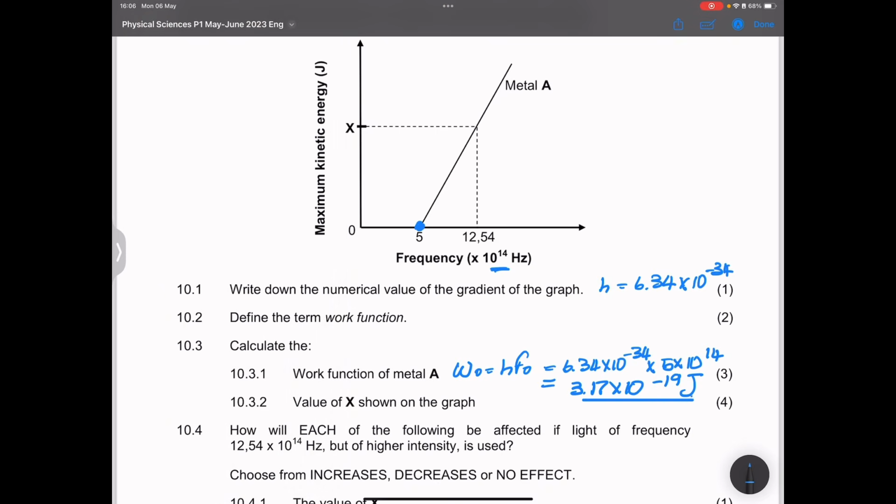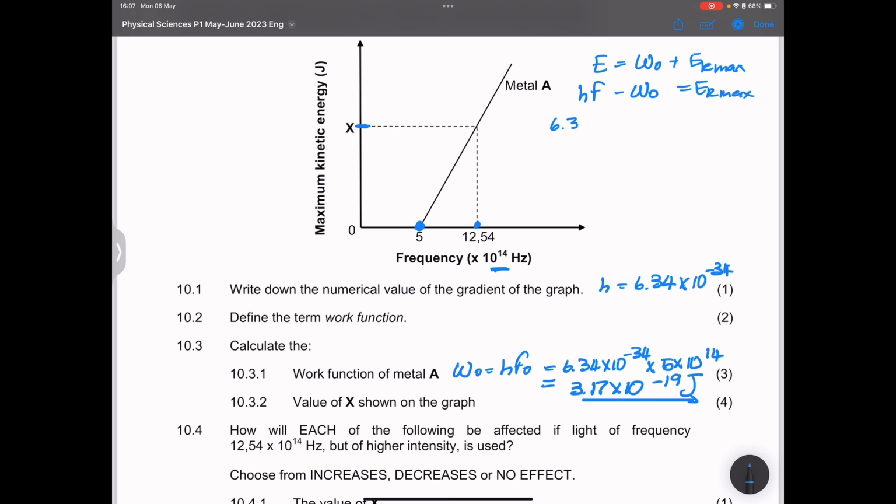And then they say to us, we need to calculate the value of x as shown on the graph. Now remember, guys, we've got the frequency at that value. So we want to find out what is the maximum kinetic energy at that point. So we know that we say E is equal to the work function plus EK max. So we're looking for EK max, right? But in this case, for E, we've got hf minus the work function, okay? So if we take the work function, that would give us EK max.